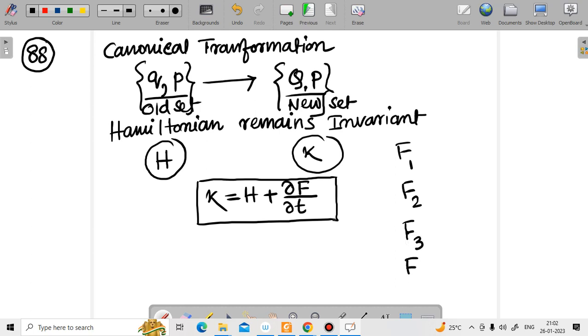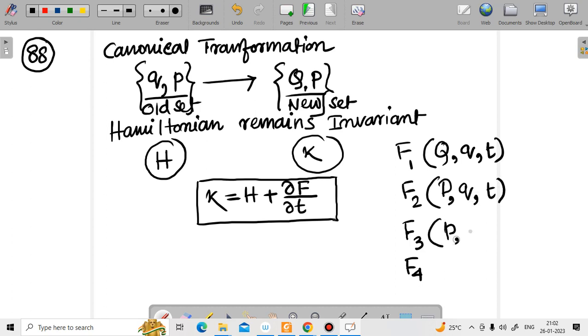These are very basic things, and you study these things from your BSc courses up to your MSc courses. So F1 is a function of capital Q, small q and t. F2 is a function of capital P, small q and t. F3 is a function of small p, capital Q and t. And F4 is a function of small p, capital P and t.